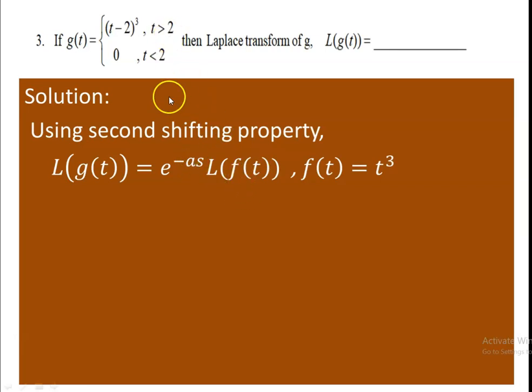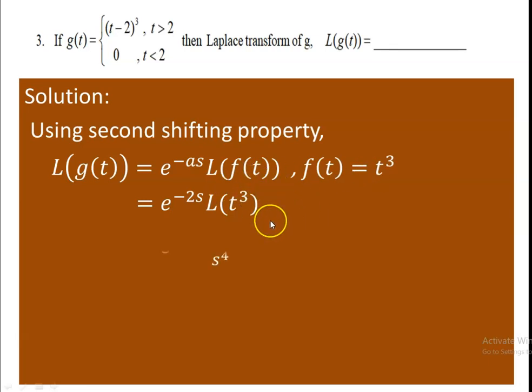And your f of t is t cubed here, student, t cubed here, because in place of t we are having t minus 2. So the Laplace transform of g of t is e to the power of minus as times the Laplace transform of f of t, given that f of t is t cubed. So from this directly we can write this one. Your a is, as I told you, 2, and f of t is t cubed.